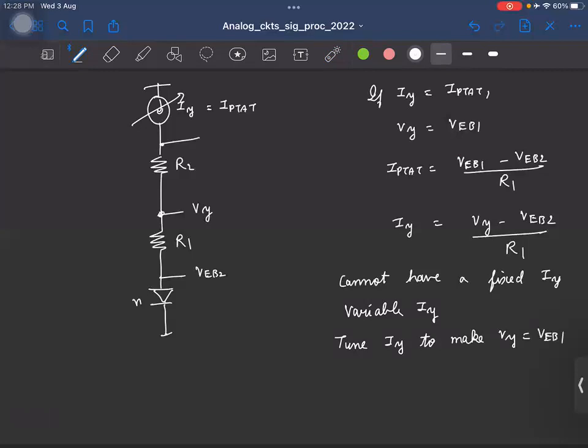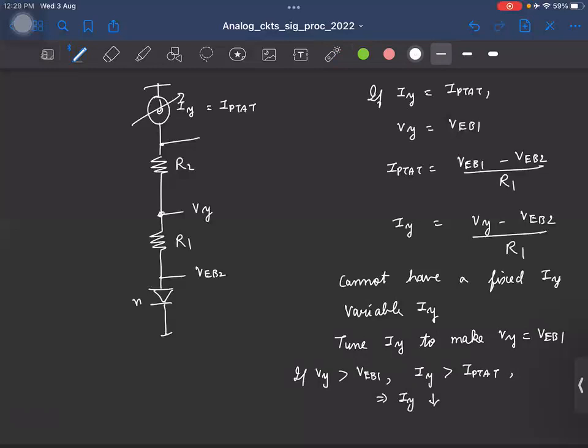Now, from these two equations, tell me if Vy is greater than VEB1, which current is higher? Iy, right? Is that okay? So if Vy is greater than VEB1, Iy is greater than what you actually want. So what you need to do is reduce Iy, right? So which implies Iy must be reduced, and vice versa. The same holds good in the other case also.